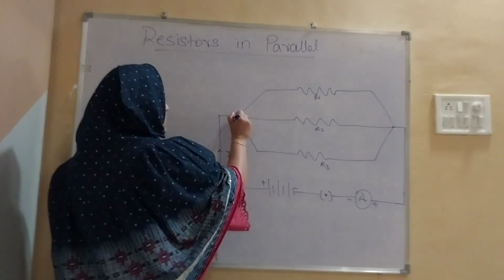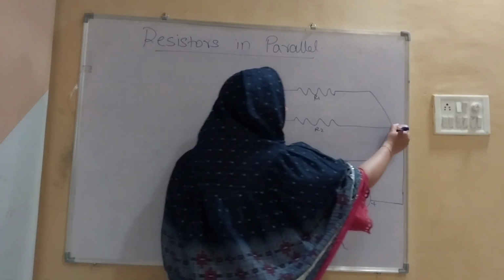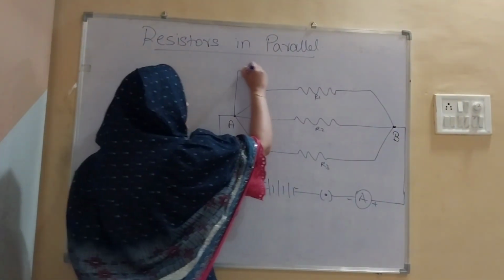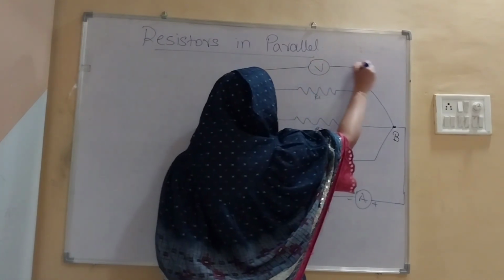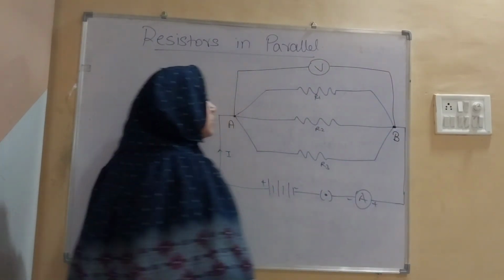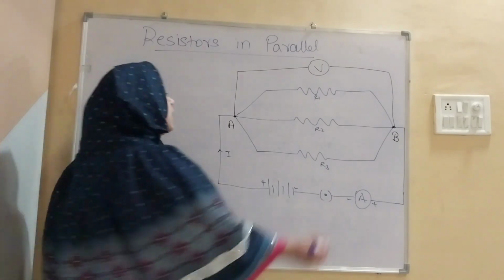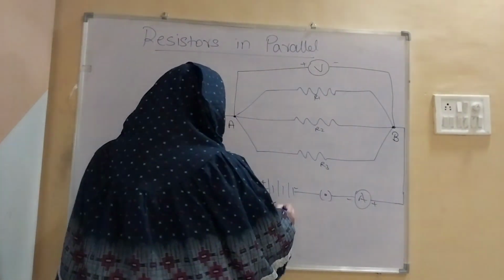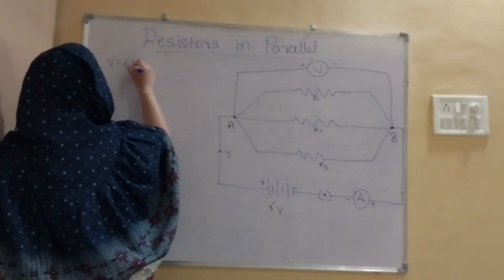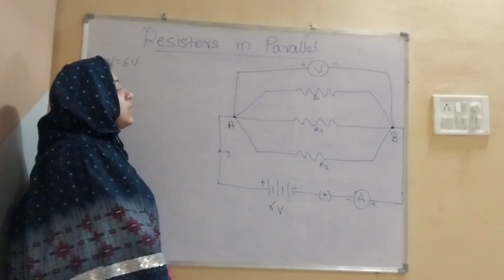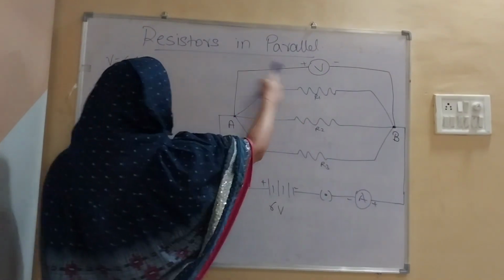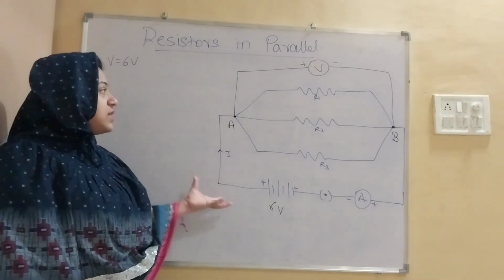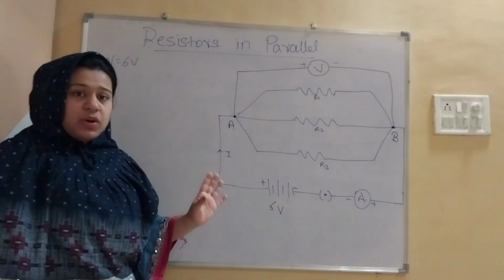This is, say, point A and this is, say, point B. We are going to attach a voltmeter to this entire parallel combination of the resistors, and we are going to note the reading of the voltmeter. Say the reading is 6 volt. So we have noted the reading for the entire combination of resistors attached in parallel.